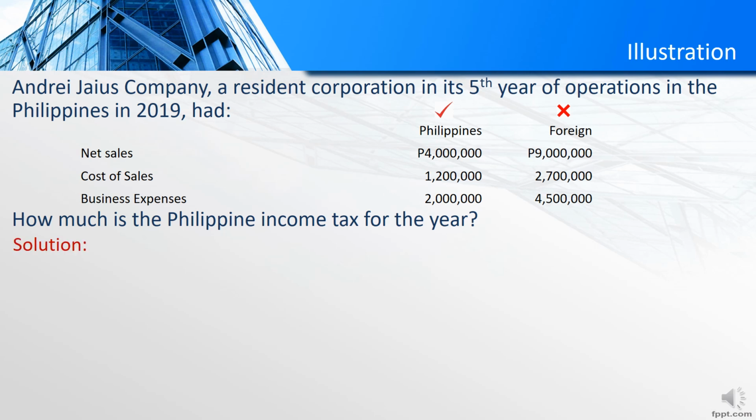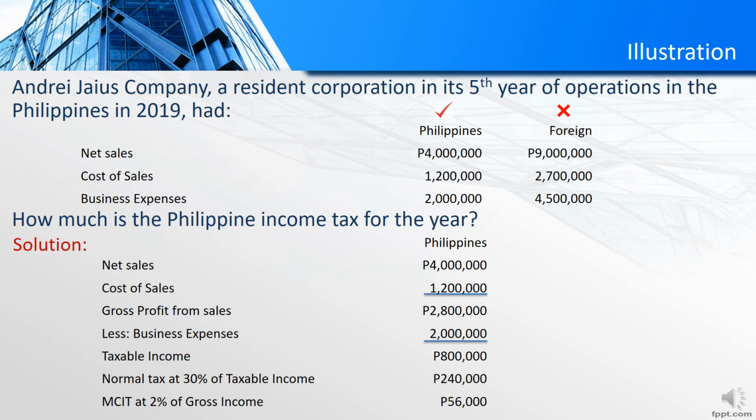So our solution will be net sales of 4 million less cost of sales of 1,200,000 is equal to the gross profit from sales of 2,800,000. Then we deduct the business expenses amounting to 2 million to get taxable income of 800,000. Since it is already in its 5th year of operations, we will compare normal tax at 30% of taxable income and the minimum corporate income tax at 2% of gross income.